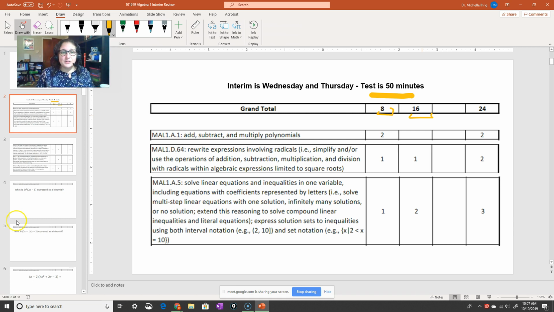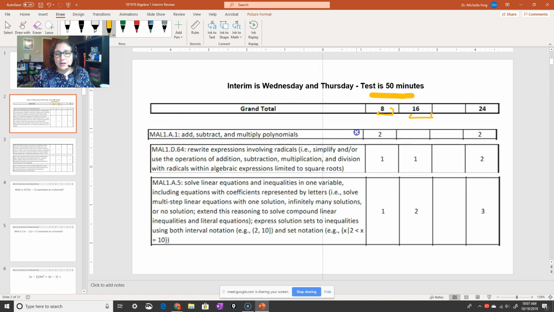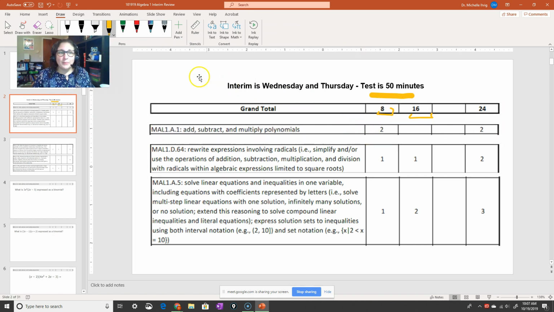Okay, the first thing we're going to talk about is adding, subtracting, and multiplying polynomials. There are 2 questions on that, and both of them are marked as relatively easy. Because of that, we want to make sure that's one of our focuses, since hopefully it would be an easy A, an easy question you get right. So that's one of the first things we're going to look at.